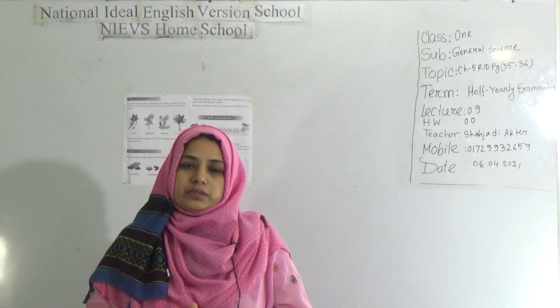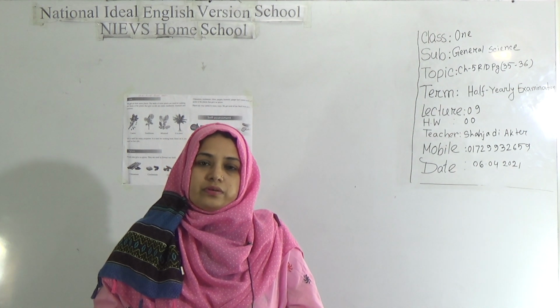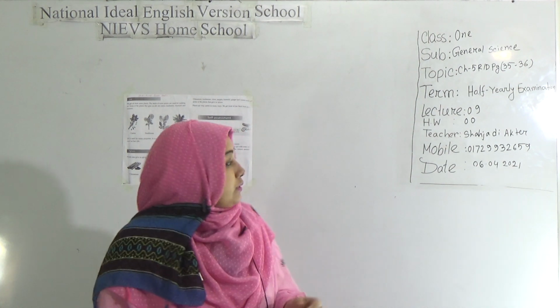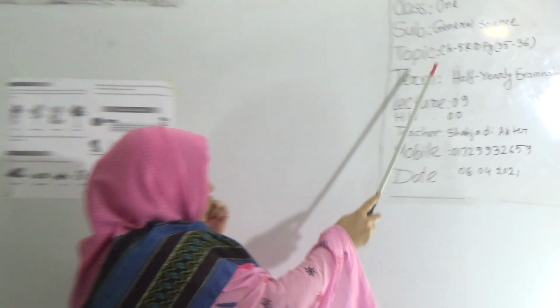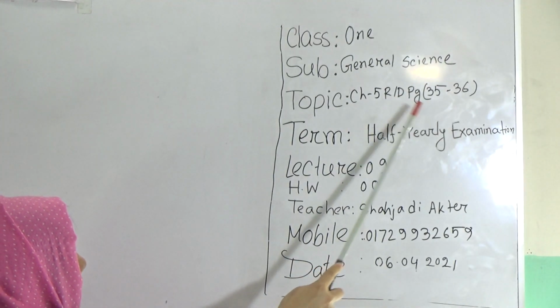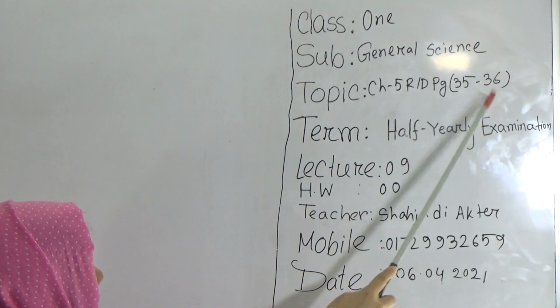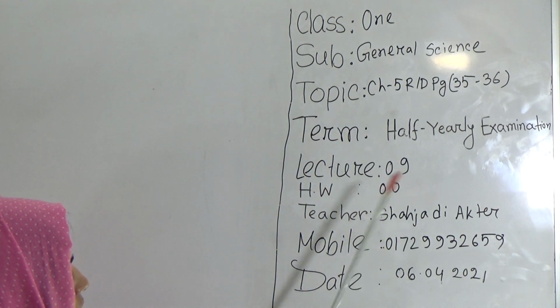Today I am going to take a science class for class 1 students. My dear students, our today's topic, chapter 5, reading done, page number 35 and 36. Our today's lecture number 9. My dear students, let's start our class. Chapter 5, food from plants.